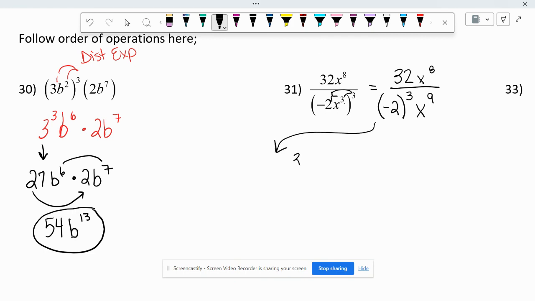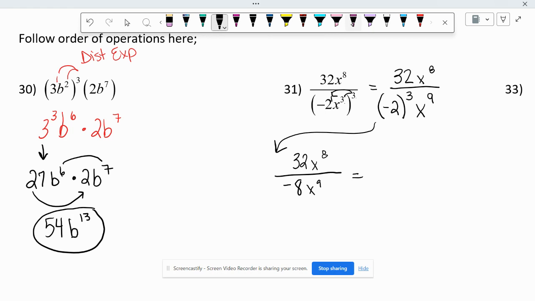Let's see. 32x to the 8th over, what is negative 2 times negative 2 times negative 2? If you put it into your calculator, make sure you use the parenthesis. Negative 2 to the 3rd power is what? It is negative 8. X to the 9th.